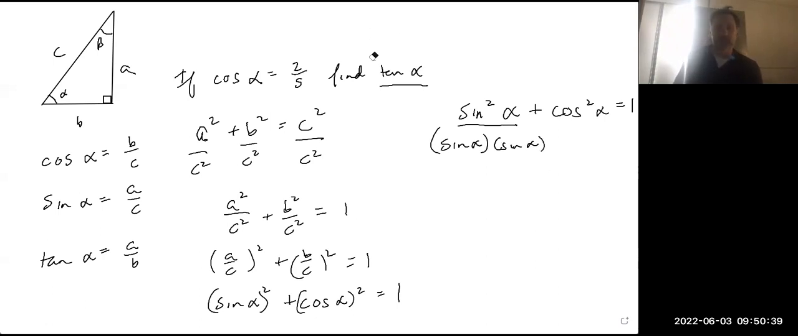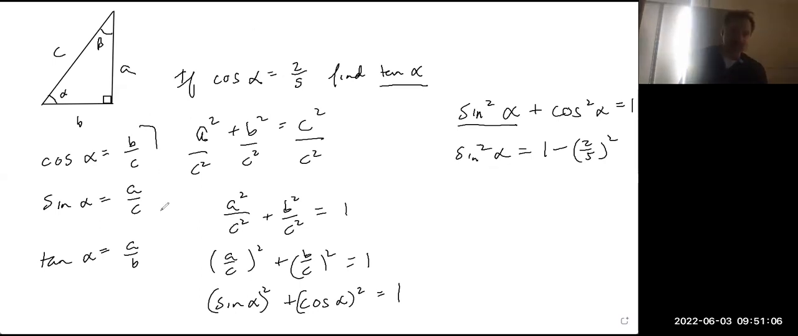Okay, so that's a Pythagorean statement, and that would actually allow us to get to sine alpha from cosine alpha, because we could have just said, well, if cosine alpha is 2/5, then sine squared alpha equals 1 minus (2/5) squared. And then we can go from there. Now, we weren't actually looking for sine alpha, we're looking for tan alpha, but there's a way to connect sine and cosine together to make tangent.